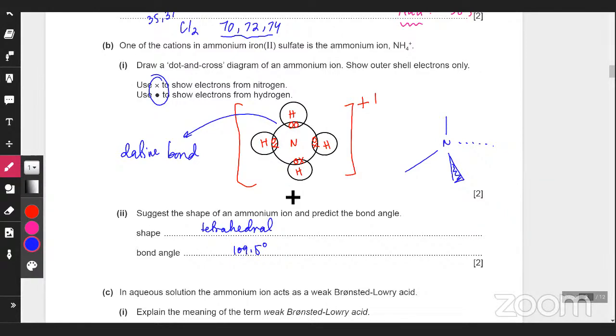Is this clear to everyone? Minail, is this clear? Abba, is this clear? Yes.